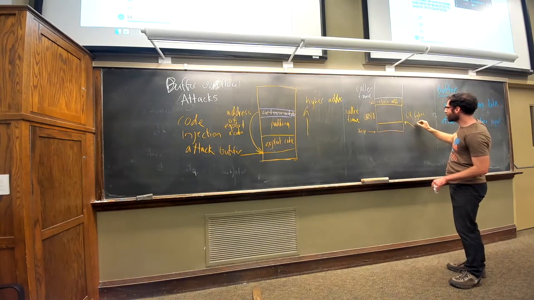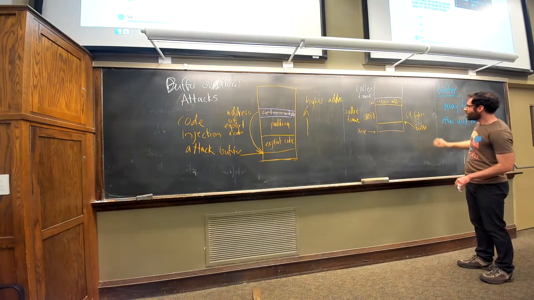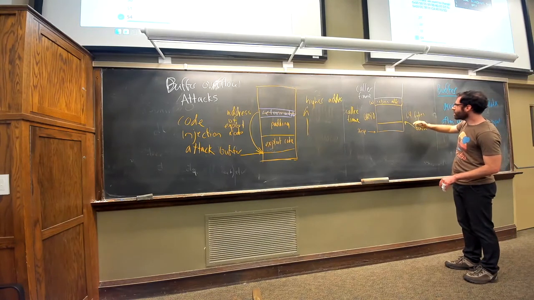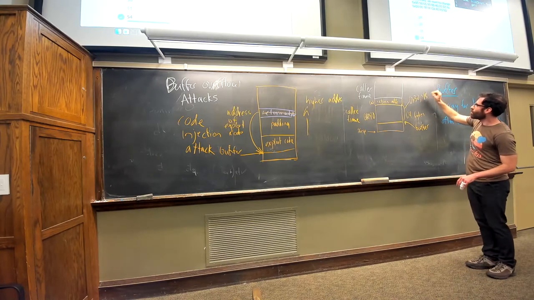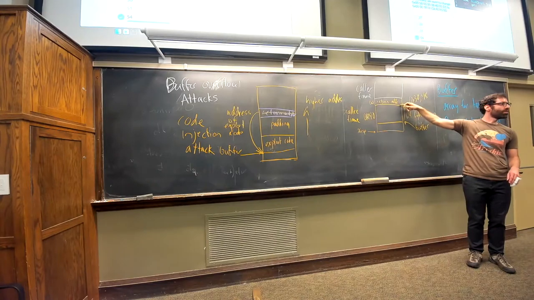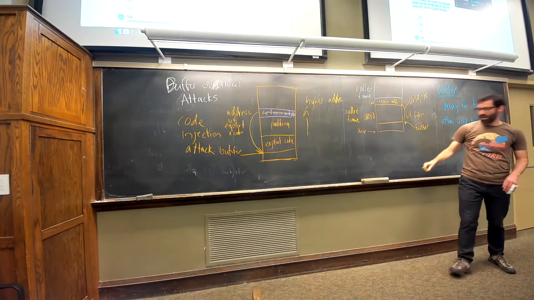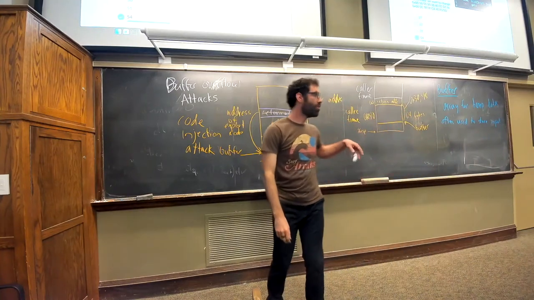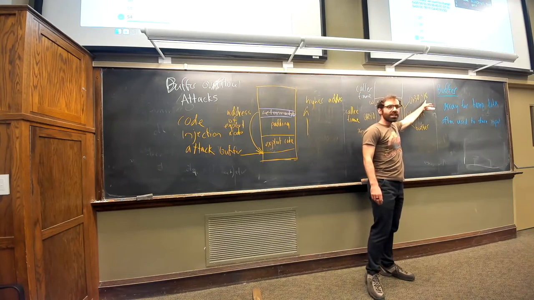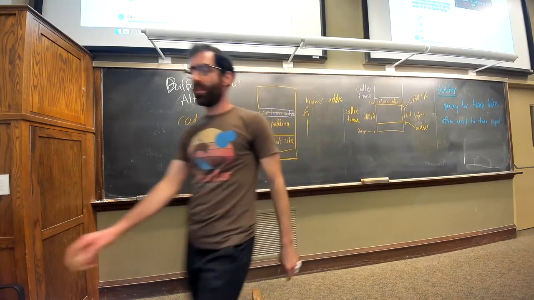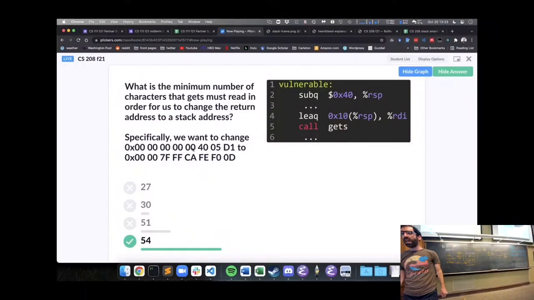So our buffer here is hex 30, or 48 bytes below our return address. And so we have to overwrite these 30, or 48 in decimal, and then 6 of the 8 bytes of our return address need to change. These higher order ones can stay 0, but the lower 6 need to change. So 48 plus 6 is how we get to 54 total.